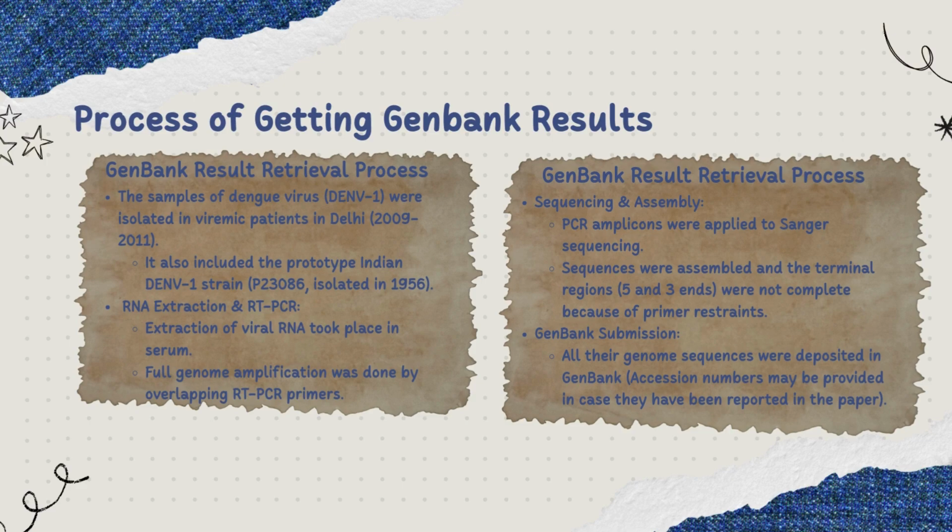The first process of getting GenBank results is RNA extraction and RT-PCR. The process begins with extracting viral RNA from patient serum samples. To decode the full genetic blueprint of the virus, researchers use overlapping RT-PCR primers. This method ensures complete genome amplification by generating multiple overlapping fragments, like piecing together a puzzle.